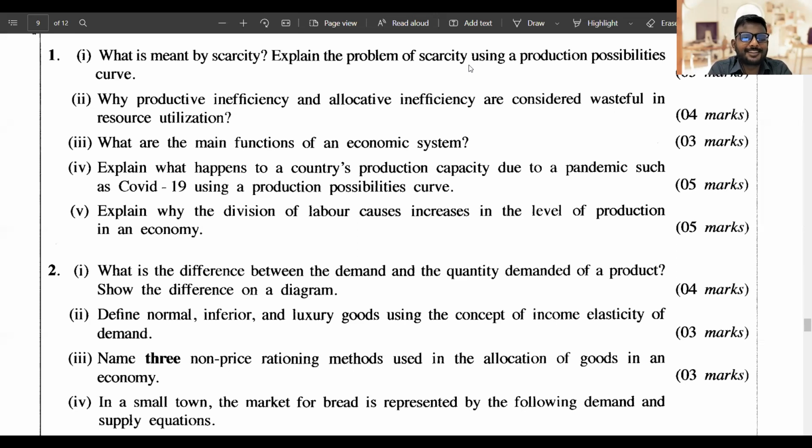Okay. Right. So this is the thing. First of all, you see the question: why are productive inefficiency and allocative inefficiency considered wasteful in resource utilization? Now, to answer this question, you need to know what this productive inefficiency is, and what the other one is: allocative inefficiency.